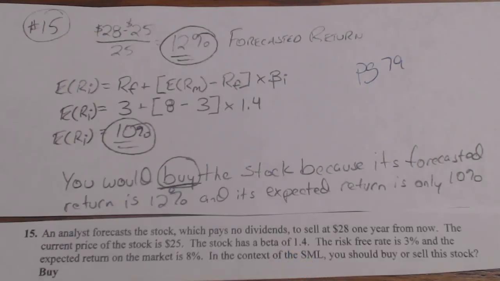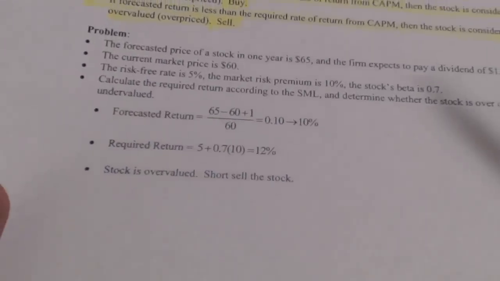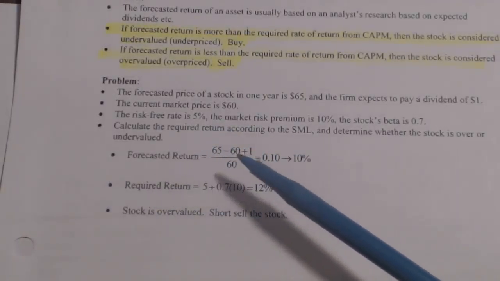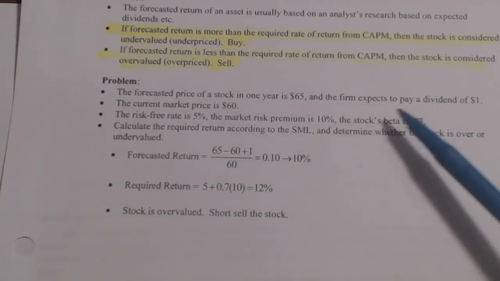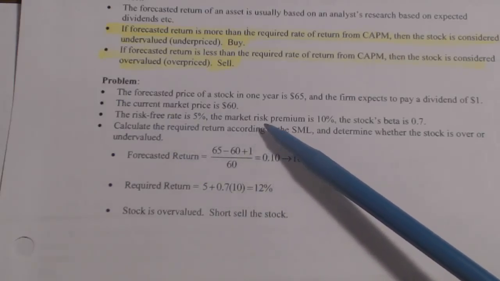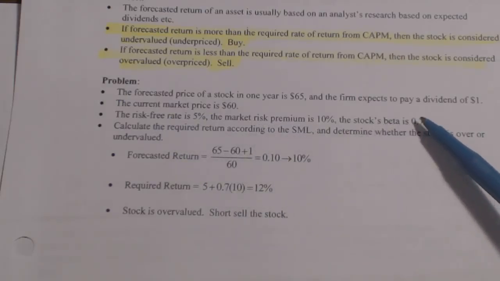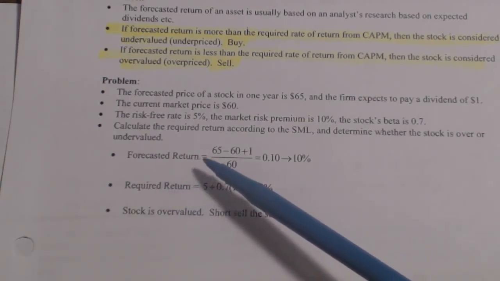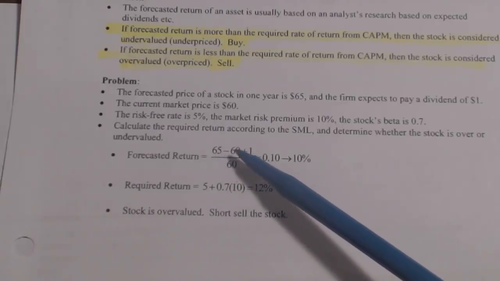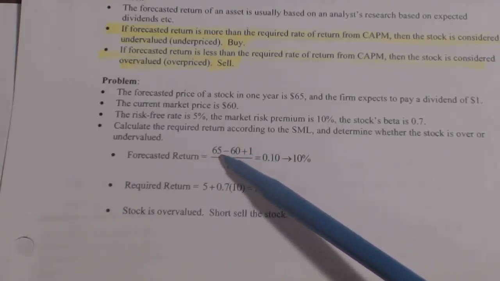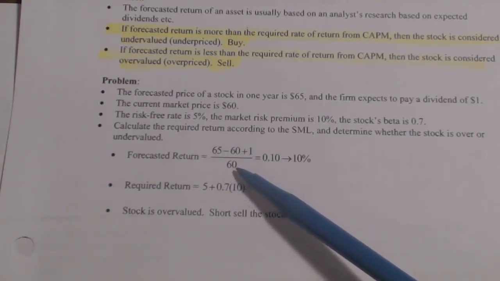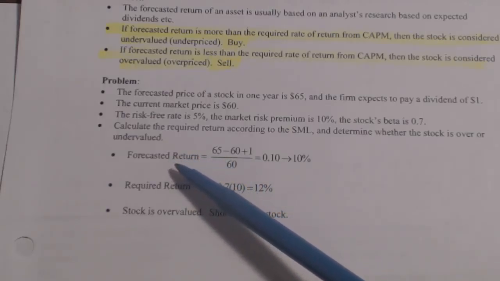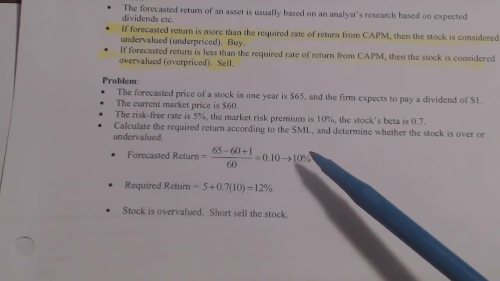Okay, so the way you figure this out is on page 79 of your workbook. It goes through an example just like this, where it's got your forecasted return. In this case, the stock's going to be $65. It's currently at $60, and it pays a $1 dividend. It tells you the risk-free rate, the market risk premium, and the stock beta. So for the forecasted return, you take the expected price minus the current price, and you add the dividend because you get that too. So it's 65 minus 60 plus 1, which is $6 over $60. So they're forecasting a return of 10%.